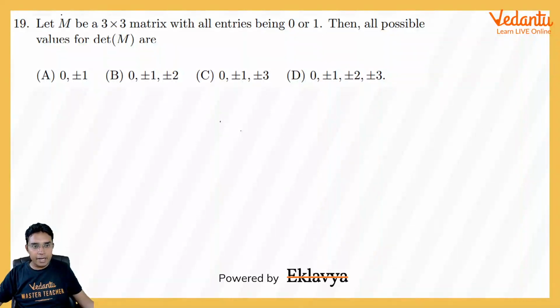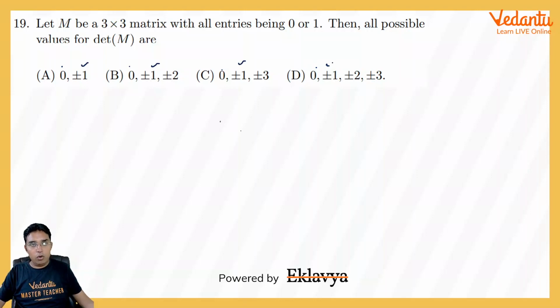Question, that is 19. We are given M is a 3 into 3 matrix with all entries being 0 or 1. Then all possible values of determinant M is R. So obviously 0 has to be one of the values, and it is given in all the 4 options also. So we should not take any time to find out whether 0 is there or not. Similarly, 1 is also in all the 4 options.